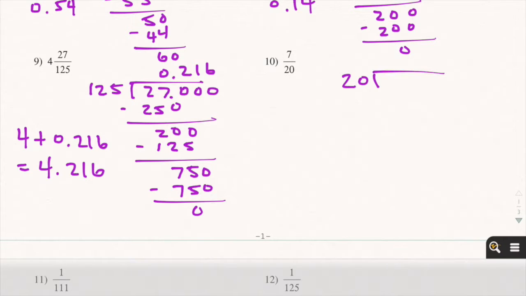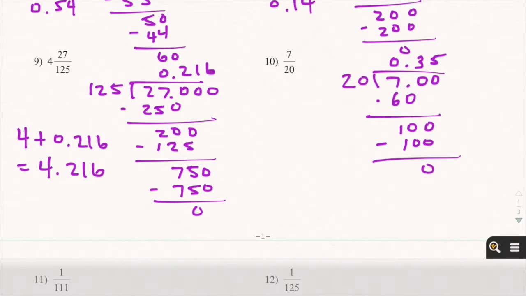So let's put the 20 on the outside, put the 7 on the inside, add a decimal, add a couple zeros. 20 goes into 7 0 times, bring the decimal up. 20 goes into 70 3 times. 3 times 20 is 60. Subtract those, we get 10. Bring down another 0. 20 goes into 100 5 times. 5 times 20 is 100. We subtract those, we get 0. So 7 over 20 equals 0.35.